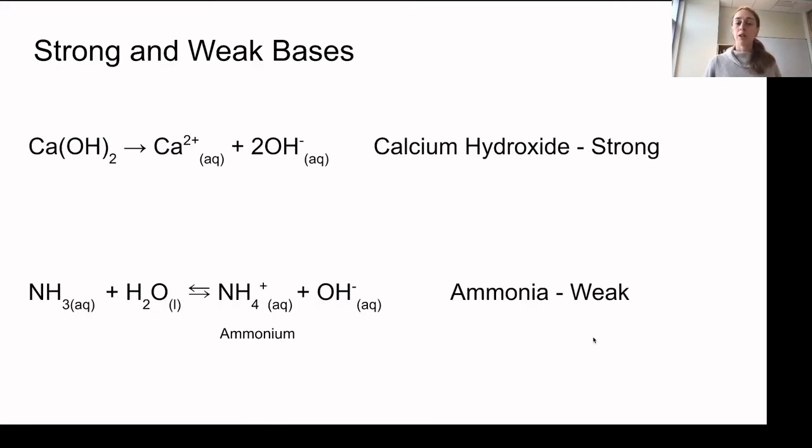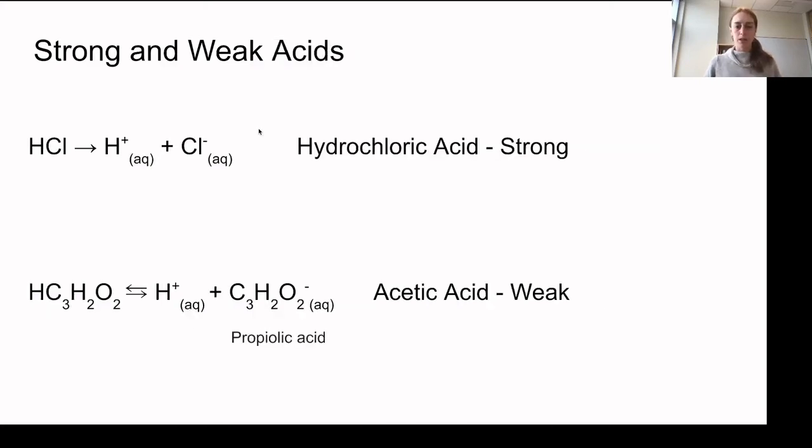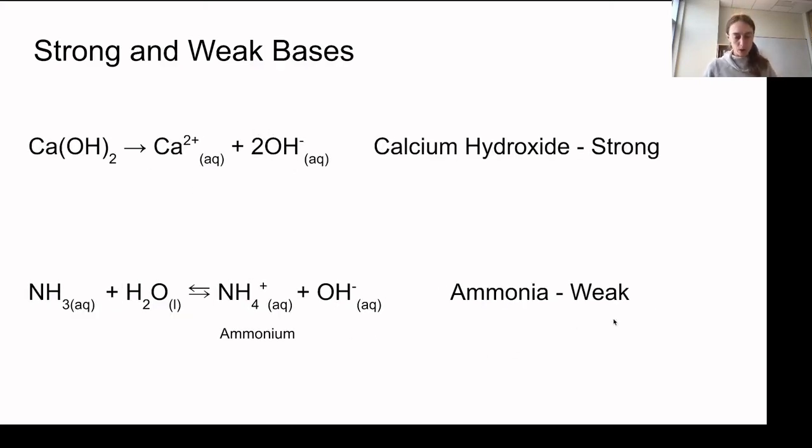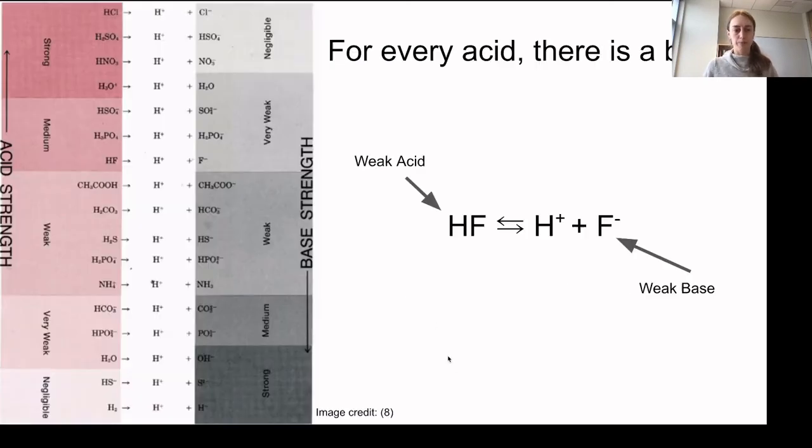Similarly, we can have strong and weak bases. So calcium hydroxide is a strong base. We start out with calcium hydroxide and we end up with calcium ions in solution and 2 hydroxide ions floating around in solution. Similarly, we can have a weak base. So ammonia is a good example of a weak base. If we add ammonia to water, we can end up with ammonium, NH4+, and a hydroxide ion floating around.